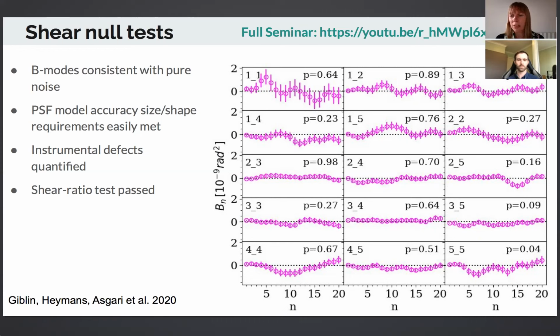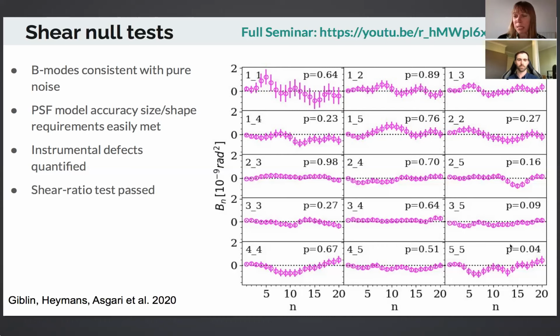Each of these different panels are different combinations of different tomographic bins. So, for example, the panel called 5.5, this is looking at the B modes in the correlations between the galaxies in our 5th tomographic bin. Lensing will only give you E mode distortion. If you see any significant B mode distortion, it means that there's something else there in your data that's not cosmological. Highly correlated data points, don't chi by eye.